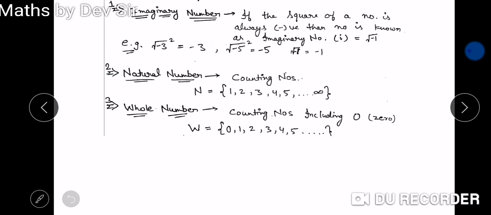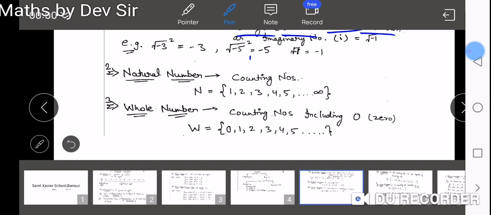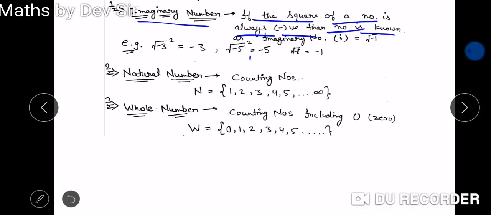Before that, imaginary number. I have told you that if the square of a number is always negative, then the number is known as imaginary number. Means any number whose square is negative will be an imaginary number. Now suppose, here one example also I have written. In square root -3 we have, and if we are just doing its square and we are getting -3, how this -3 came? Understand it carefully.